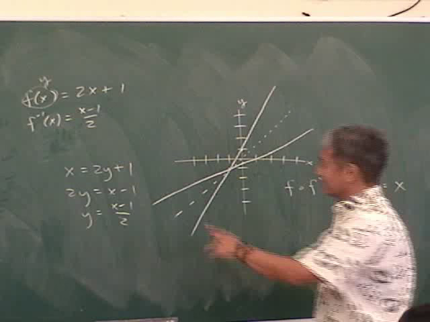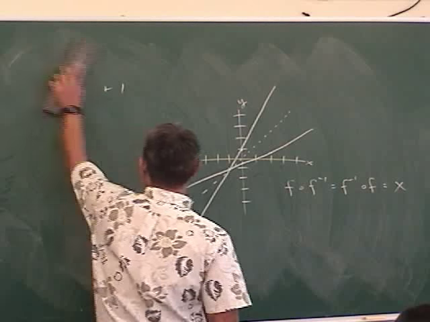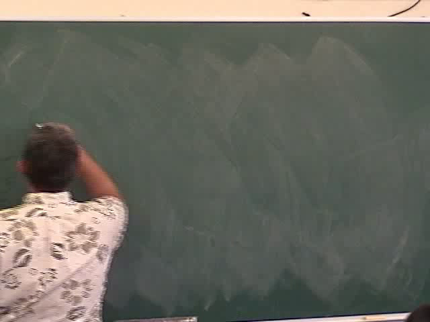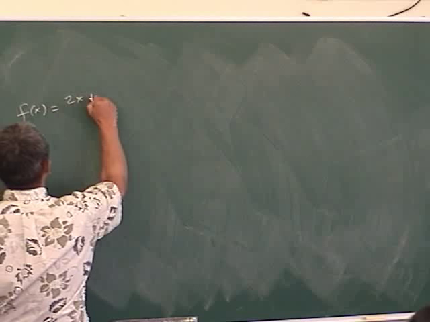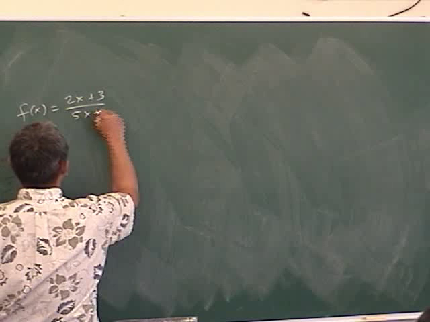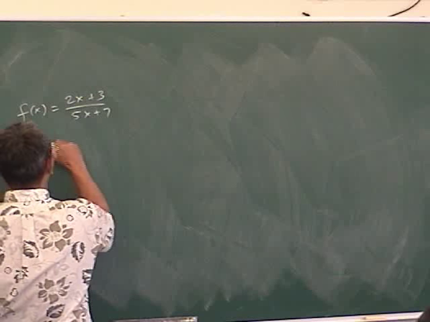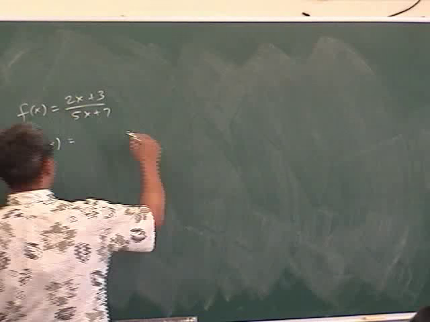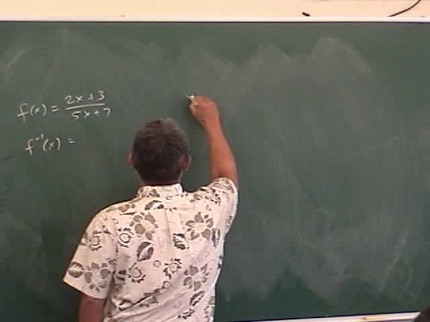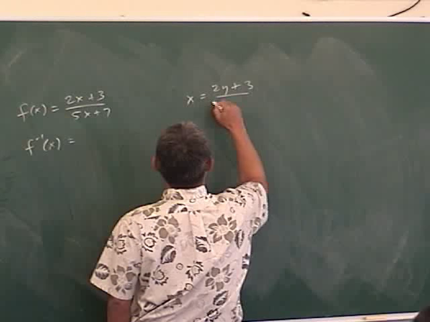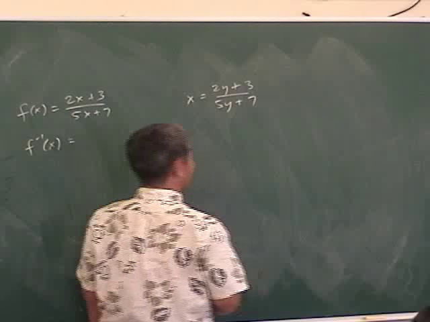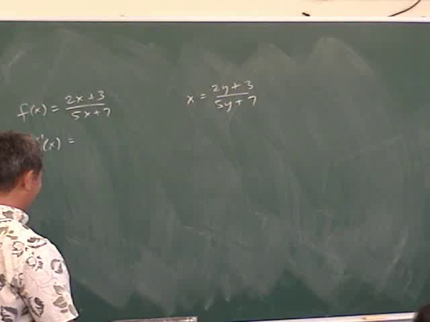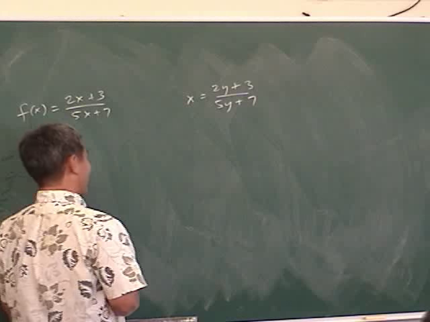Okay, anybody can do lines, but let's kick it up a notch. f of x equals 2x plus 3 over 5x plus 7. Find the inverse. How do you do that? Switch the x's and y's. So this is like y, so x equals 2y plus 3 over 5y plus 7. But now you gotta solve for y. How the heck do you solve for y? What's the first step? Cross multiply.